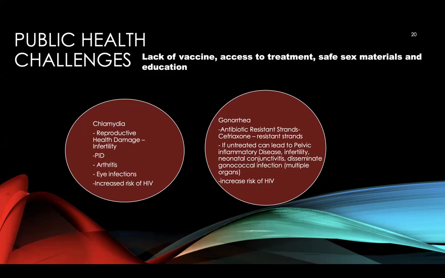And then in gonorrhea, antibiotic resistant strains are a big public health challenge. Ceftriaxone is the antibiotic that's commonly used, but there's that super gonorrhea bacteria that has become resistant to some strains. And if untreated, it can also lead to pelvic inflammatory disease, infertility, neonatal conjunctivitis, and other disseminated gonococcal infections, which can affect multiple organs and also increase risk of HIV. And so both of these bacteria present pretty big public health challenges.